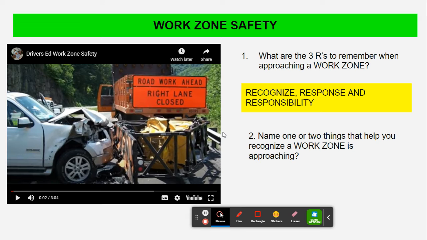Okay, you're going to suffer more penalties if you get caught doing that. Secondly, if you hit somebody in the work zone, your liability, I think, even just automatically goes up. There's not going to be too much sympathy for you as a driver who hits someone who's working in the work zone, okay, in the court of law. So the responsibility is very, very high.